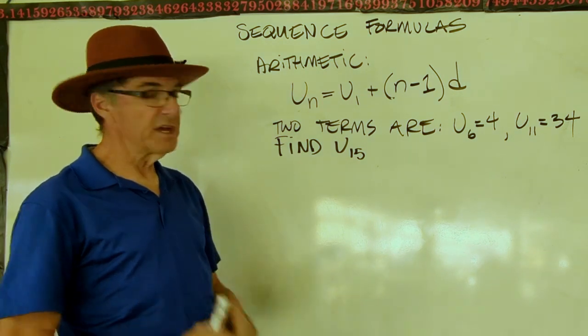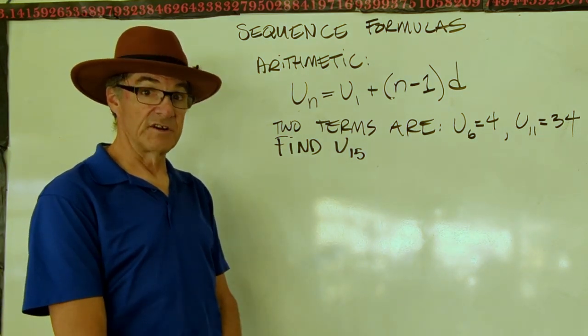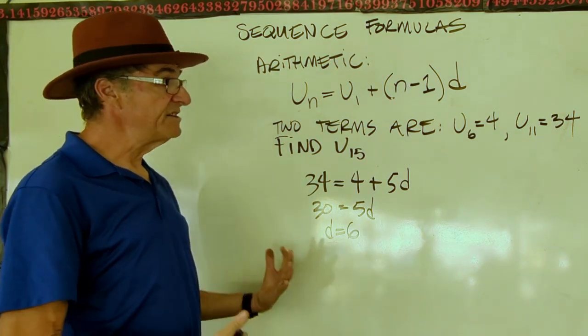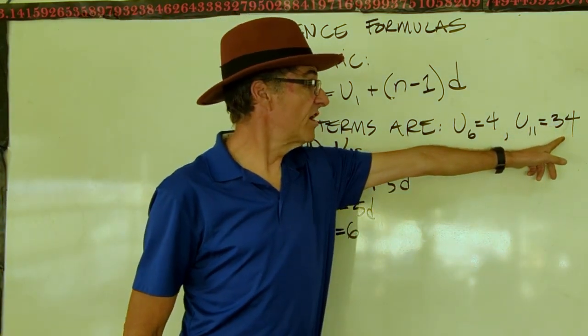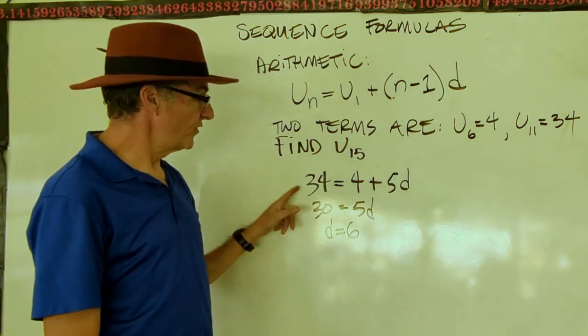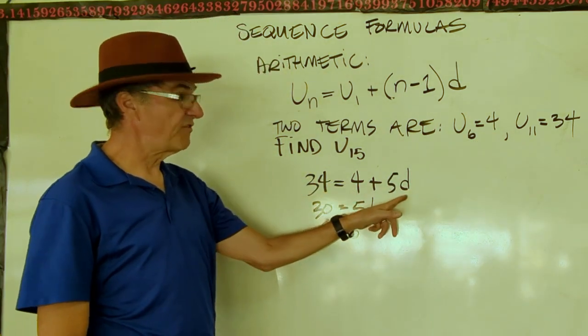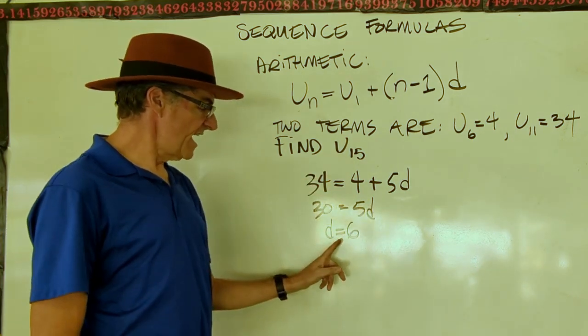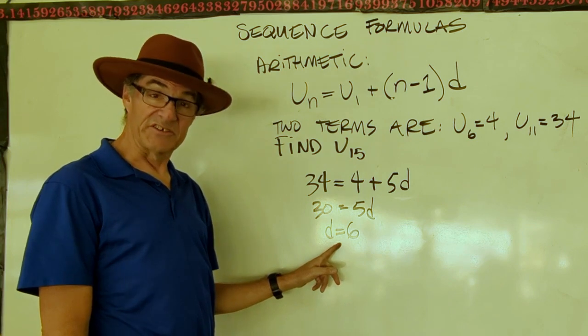First, let's do a plug-in step to find the common difference. Pause the video and do that. Okay, let's see how you did. I know that 34 is 5 common differences up from 4. So 34 equals 4 plus 5 common differences, or 5D. Rearrange and solve, and I got D equals 6.